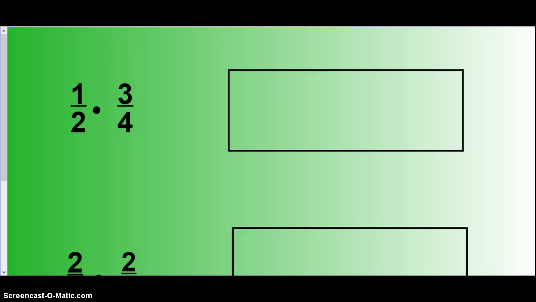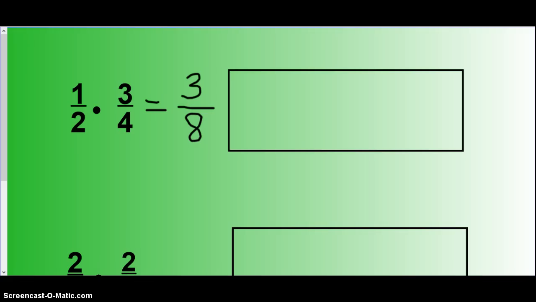So as you look at 1/2 times 3/4, remember the simple rule is to multiply straight across, numerator times numerator, denominator times denominator. So in this case, we've got 1 times 3, which is 3. 2 times 4 is 8. So you end up with a new fraction of 3/8. Is that in simplest form?